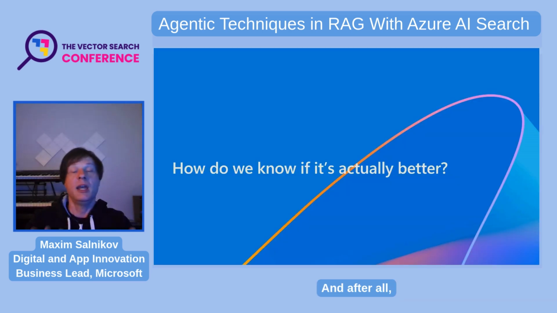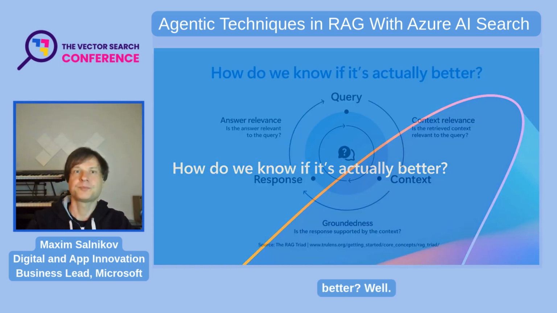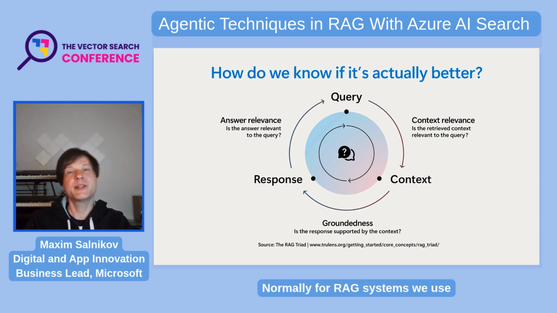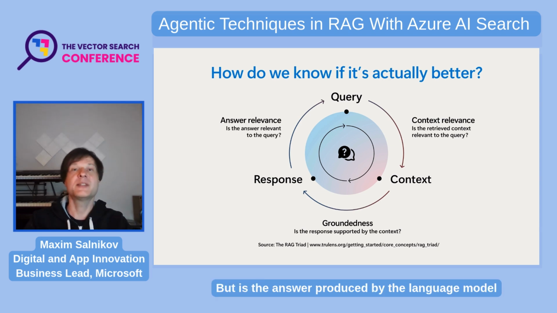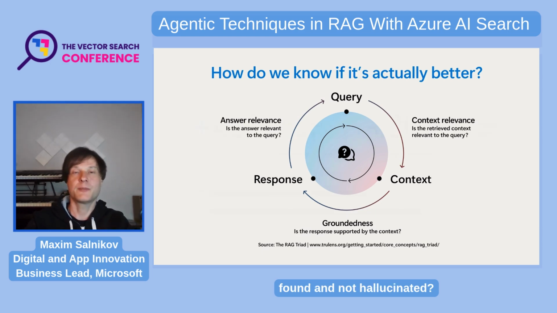And after all, how do we actually make sure that this agentic retrieval approach is better? Well, normally for RAG systems, we use three dimensions when evaluating. First of all, content relevance. Is the content we are grounding on relevant for the question or conversation? Second, answer relevance. Content might have been relevant, but is the answer produced by the language model actually relevant? And third, groundedness. Is the answer based on the data we found and not hallucinated?